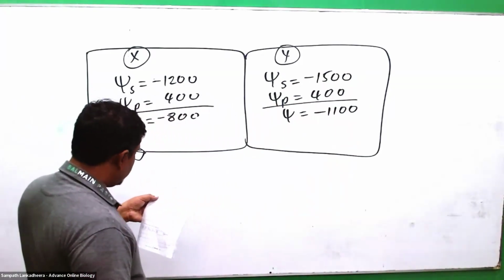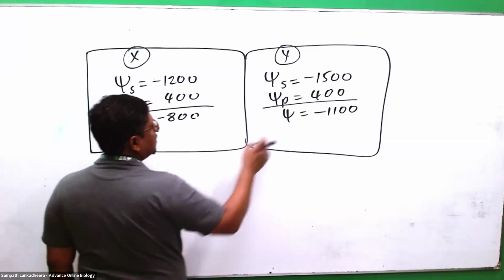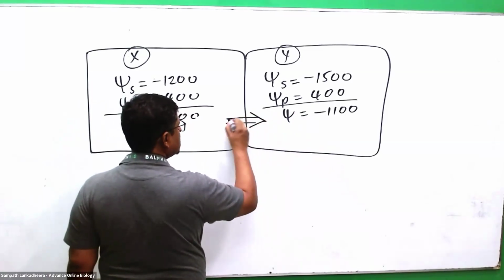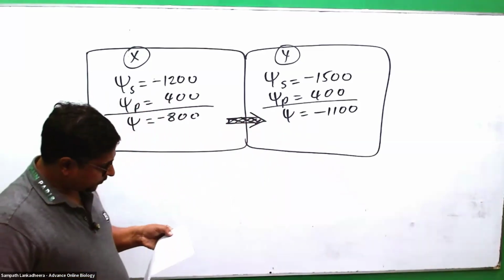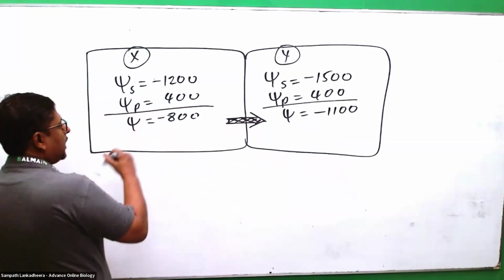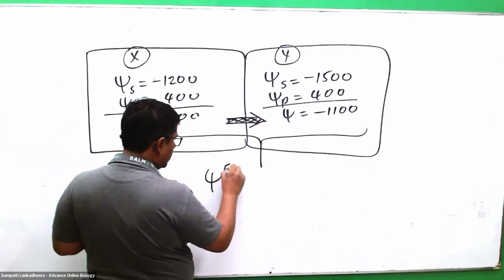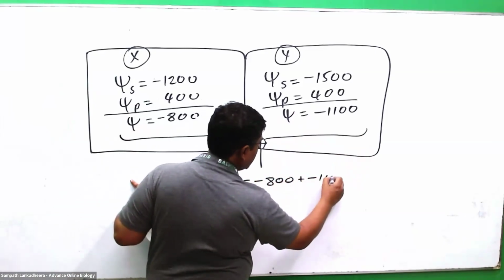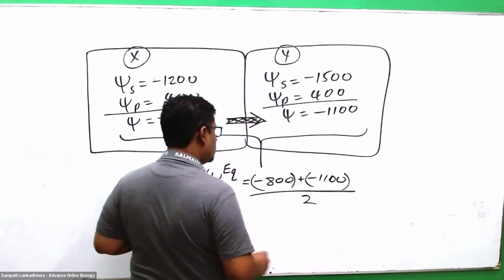What is the direction of water flow between these cells? This one has low water potential, this is higher. So the water flows from higher to lower, from X to Y. What is the water potential of each cell after reaching equilibrium? How do you find that? Add these two values and divide by 2. Water potential at equilibrium is minus 800 plus minus 1100, then add them and divide by 2.